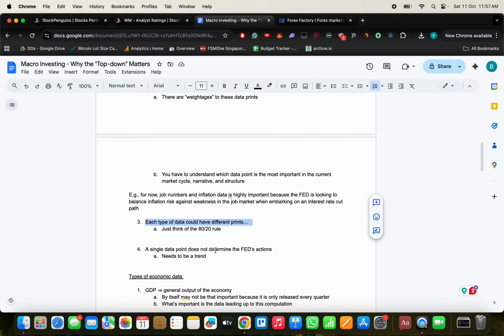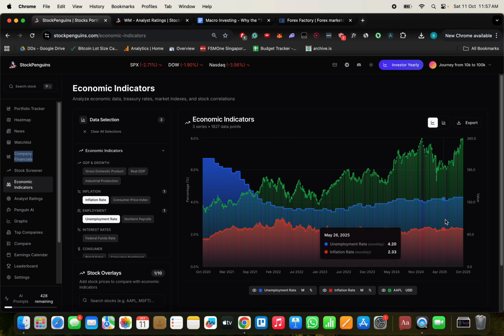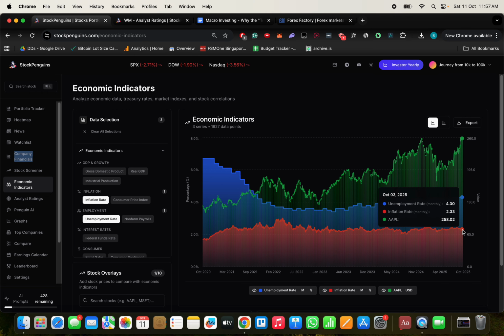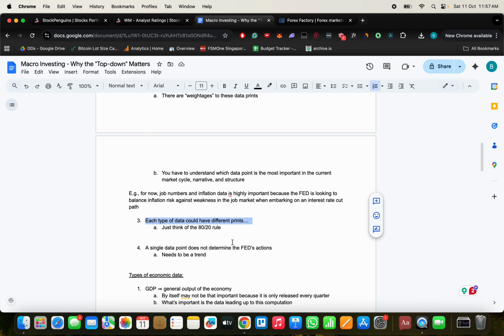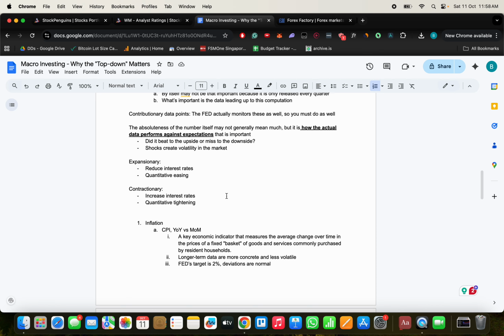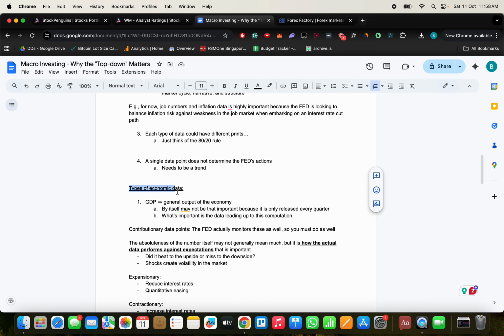Number 4, a single data point does not determine the Fed's action. So as mentioned earlier, not just the different amount of data, but the different amount of data prints. So for example, let's say the most recent inflation print could be a certain number, but that by itself may be just a one-off case. There needs to be a trend showing for it to be of significance and importance, especially since Powell is someone that really looks into trends and he wants more data to justify his action plan, right? So let's talk about the different types of economic data.